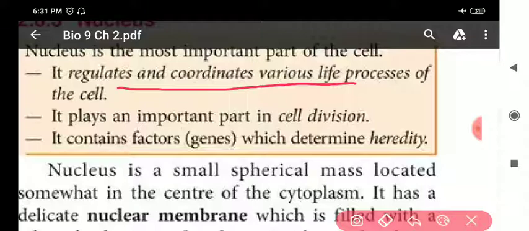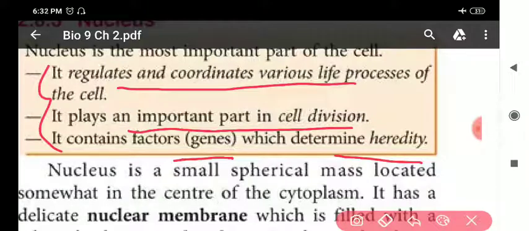And a very important part, it plays an important part in cell division. The nucleus also contains the genes which determine heredity. Clear? These are the three main functions of the nucleus. First, it regulates and coordinates various life processes of the cell. Second, it plays an important part in cell division. Third, it contains factors, meaning genes, which determine heredity.